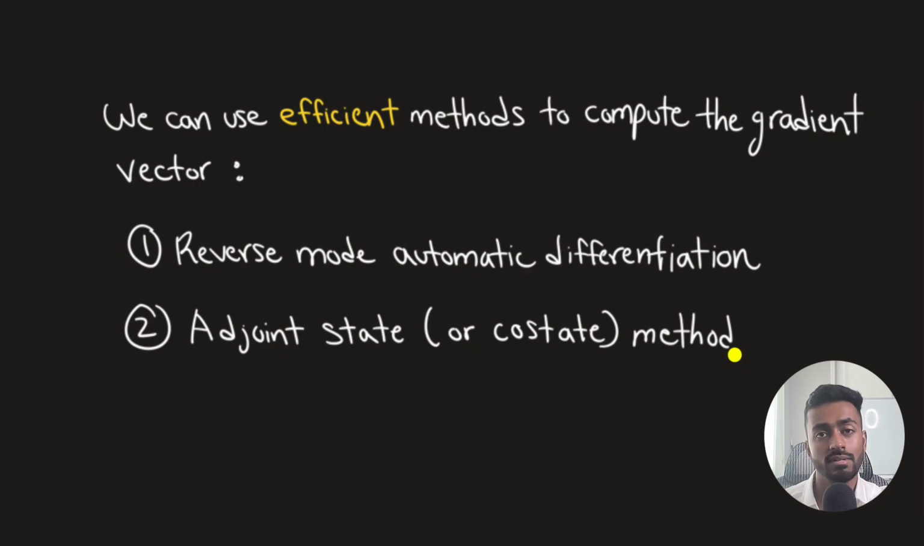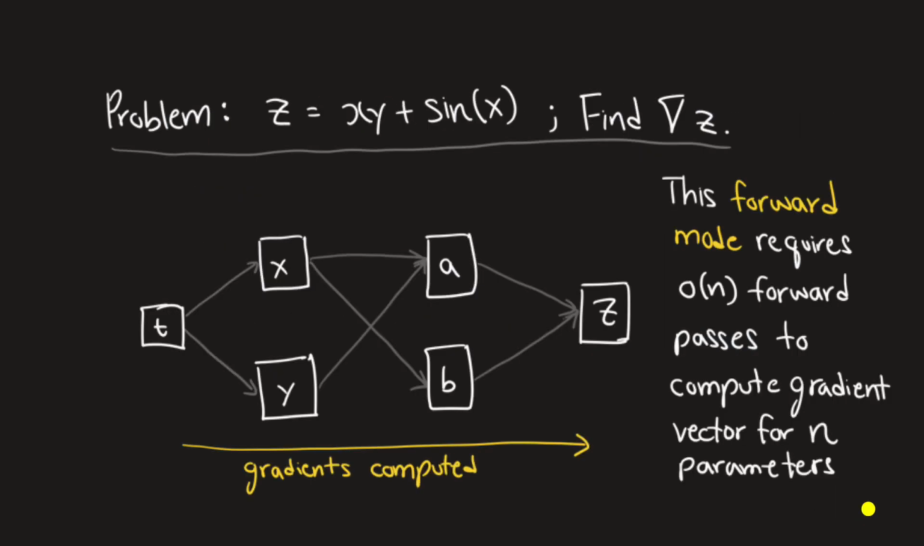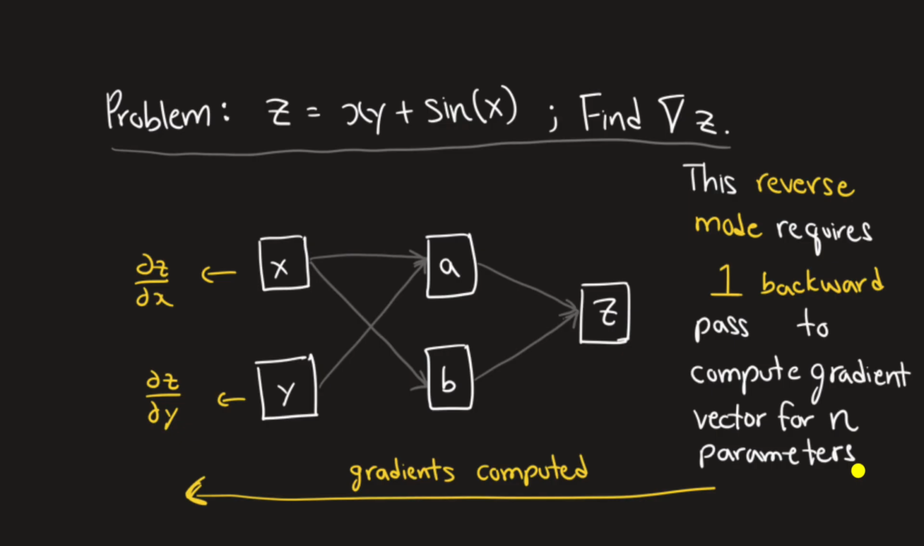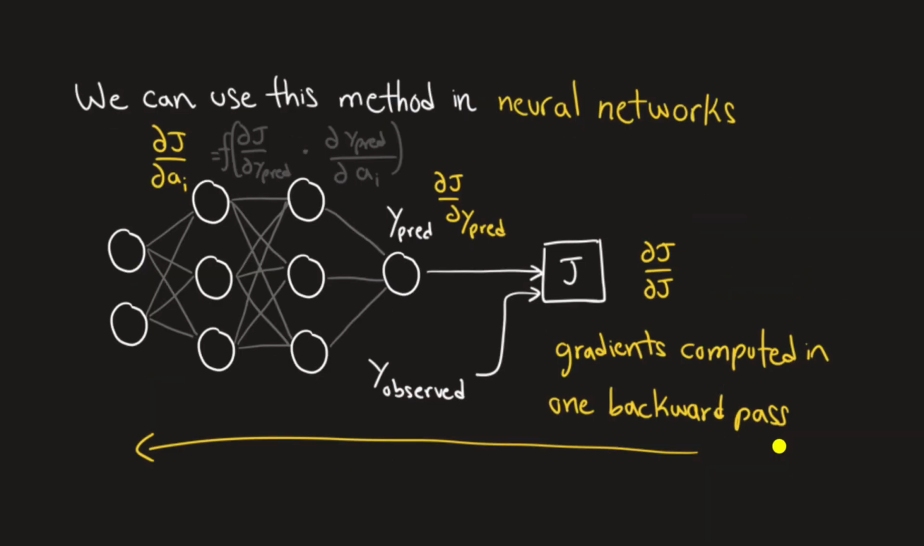And so we also discussed efficient methods to compute the gradient via reverse mode automatic differentiation or the adjoint state method. While the forward mode requires O of n forward passes to compute the gradient vector for n parameters, the reverse mode only requires one pass to compute the gradient vector for all parameters, making it far more efficient. And so this efficient computation is also used in neural networks today.